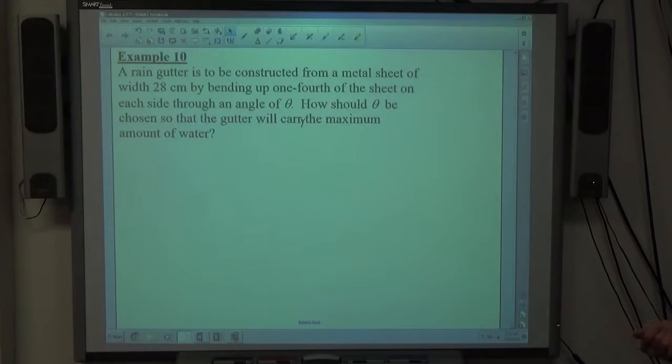Okay, example 10. A rain gutter is to be constructed from a metal sheet of width 28 centimeters by bending up 1/4 of the sheet on each side to an angle of theta. How should theta be chosen so that the gutter will carry the maximum amount of water?